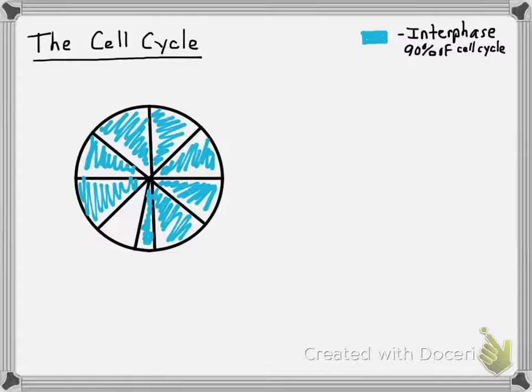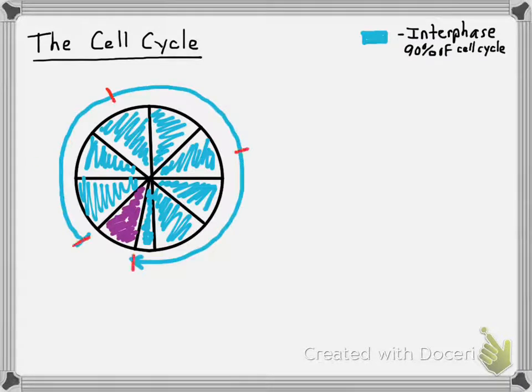It doesn't look like it's doing much if you look at a cell in interphase under a microscope, but there's actually a lot going on. Okay? And the purple shaded part is called the M phase. Okay, so we've got three parts to interphase. There's one phase called G1, the second one's called S, and the third one's called G2. The last one is M, and that's where we're going to have either mitosis or meiosis, followed by the actual division of the cytoplasm and the cell, which is called cytokinesis.